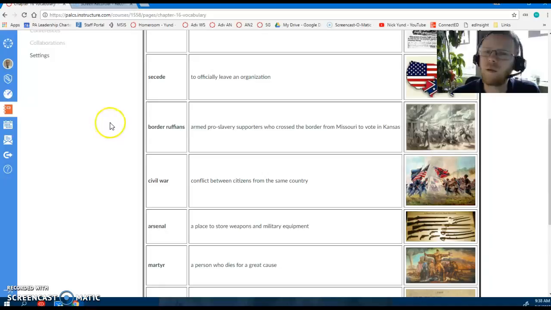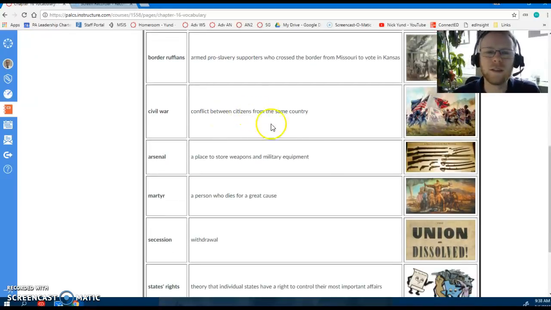Border ruffians, armed pro-slavery supporters who crossed the border from Missouri to vote in Kansas. We'll talk about that. They called it Bleeding Kansas. Basically, people were fighting the Civil War before the Civil War started. Civil War, conflict between citizens from the same country.